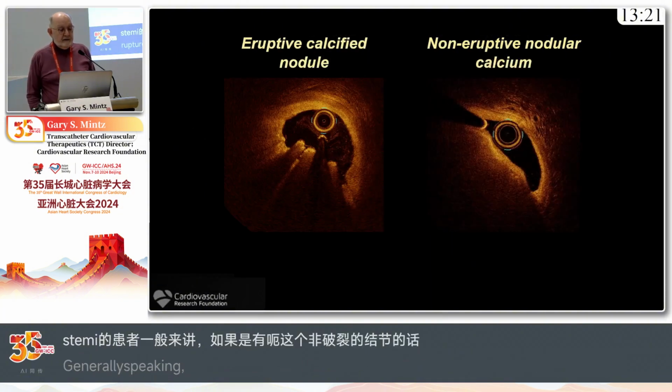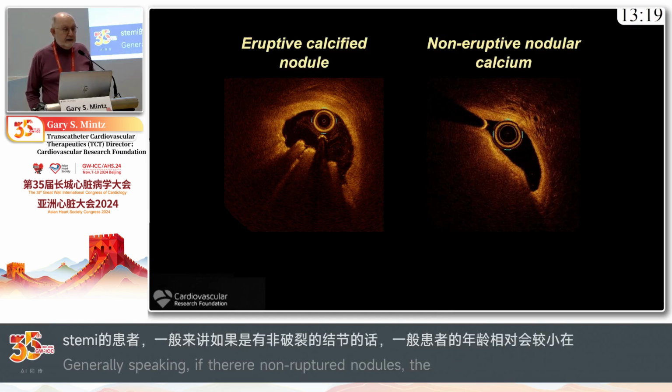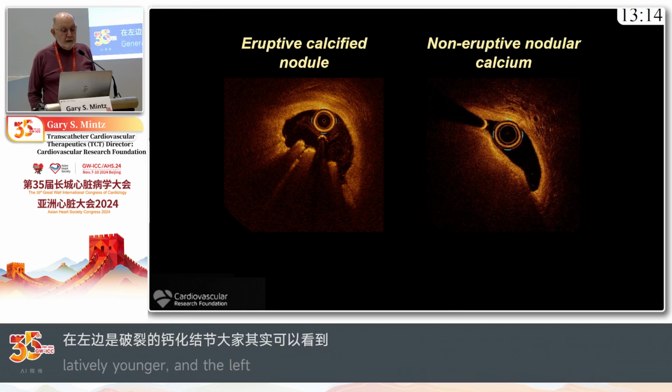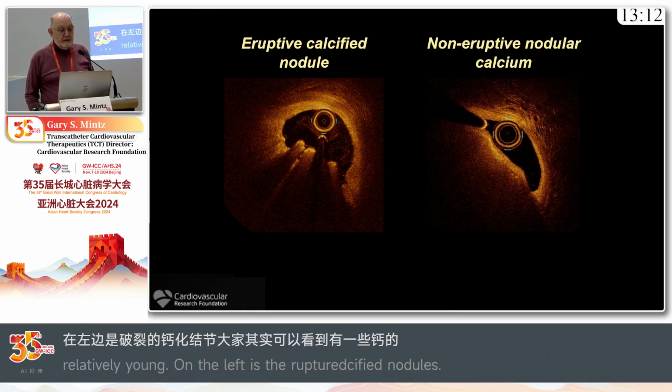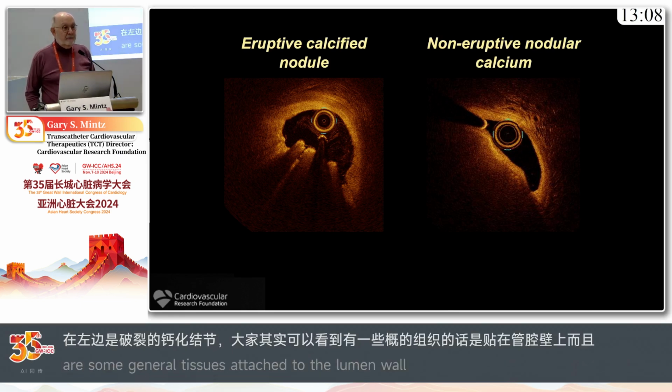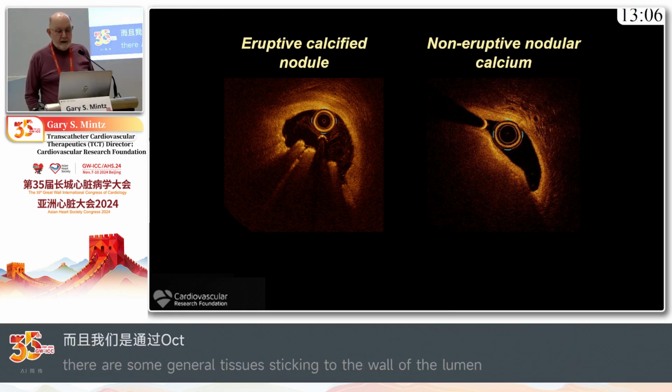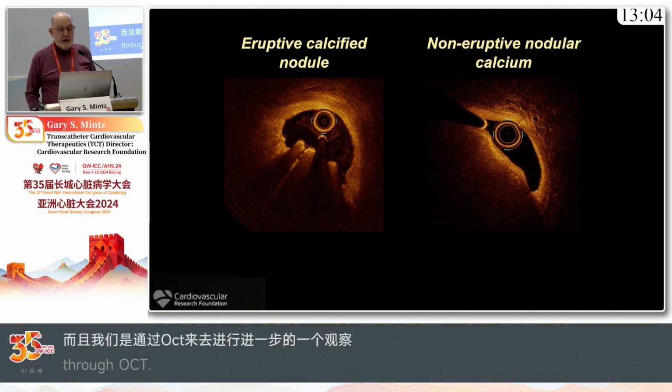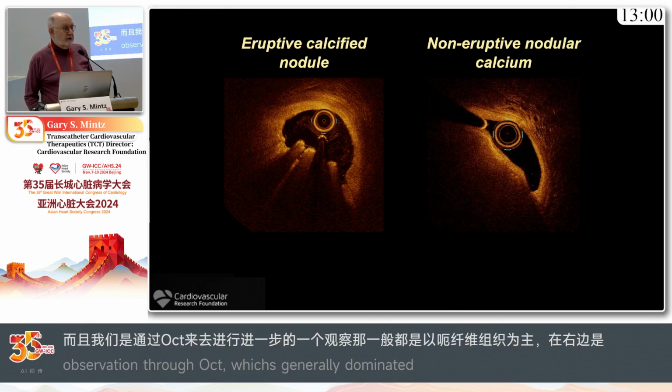Here on the left is an eruptive calcified nodule. You see the little bits of calcium sticking into the lumen, and you see that there is no penetration by OCT because these calcified bits are embedded in fibrin. And on the right, you see a non-eruptive nodular calcium with an intact fibrous cap and no penetration of the bits of calcium into the lumen.